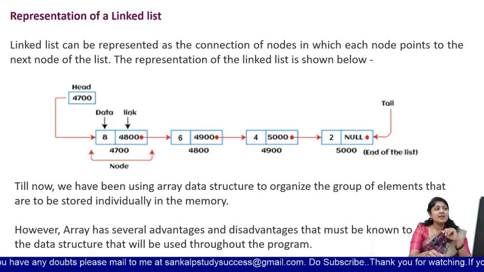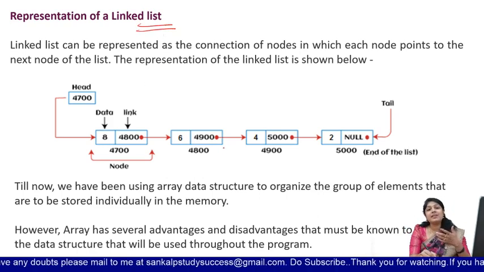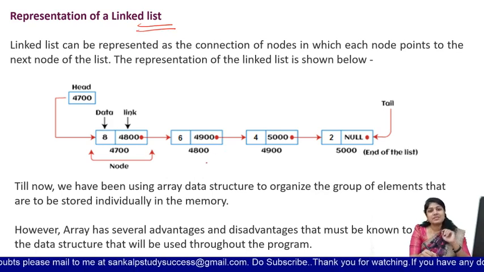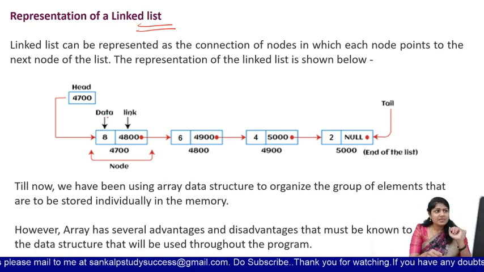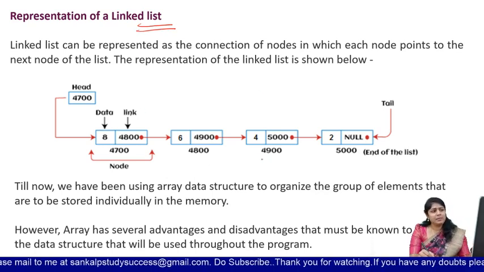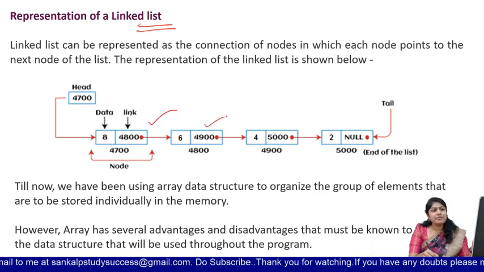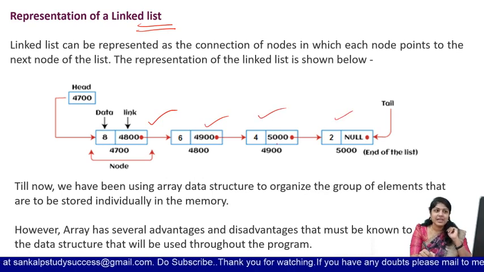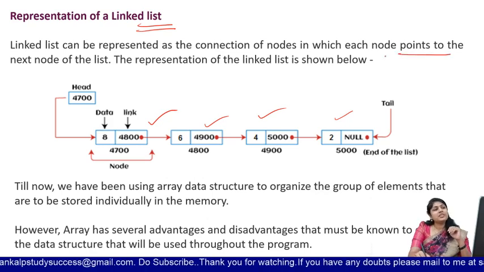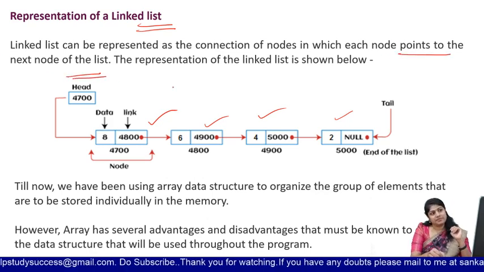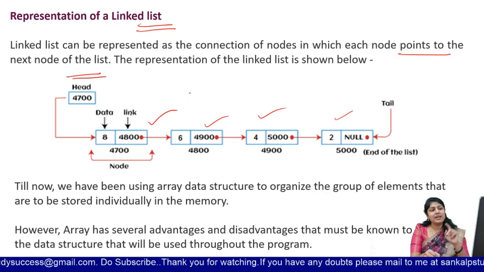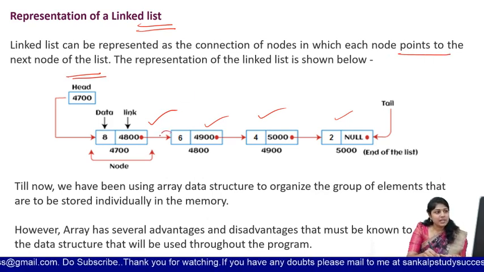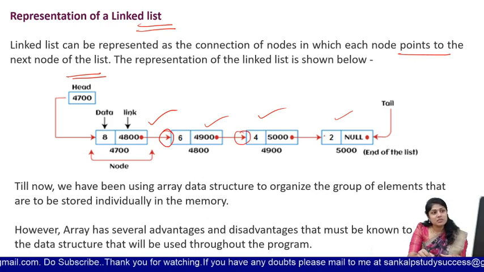And the next one is the representation of the linked list. How can we represent it? Sometimes an example is asked for 2 marks, right? How can you represent the linked list? See, representation is nothing but, it is a collection of nodes. How many nodes are there? 1, 2, 3, 4 nodes are there, right? Which node points to the next node of the list? So it is a connection of nodes, and each node points to the next node. Here every node is pointing to another node, right?